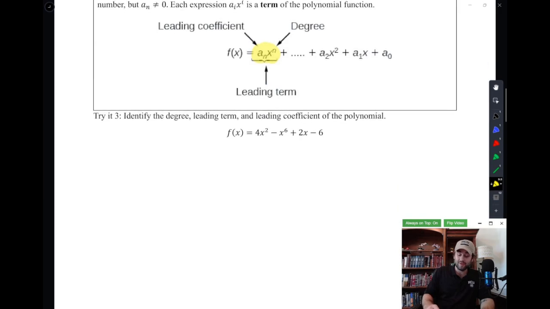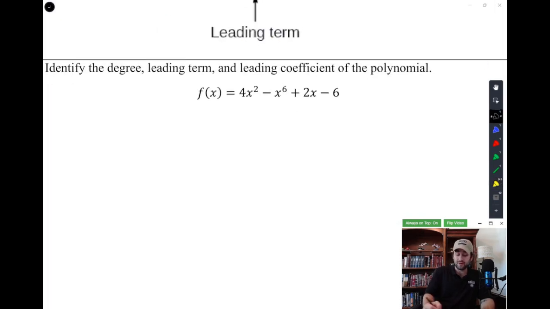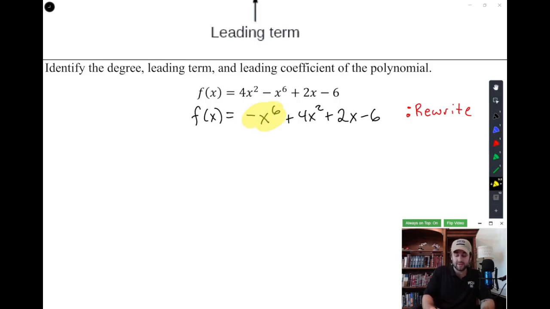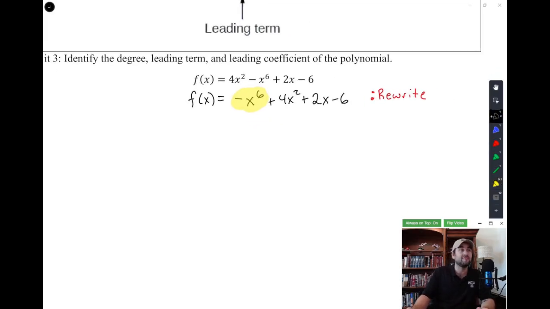And so here is a polynomial. Before even starting any problem, I like to rewrite it and make sure you have decreasing powers. So negative x^6 plus 4x^2 plus 2x minus 6. This was just a rewrite with decreasing powers so I could go to the front and highlight my leading term. And I'll answer the 3 questions that they give me.